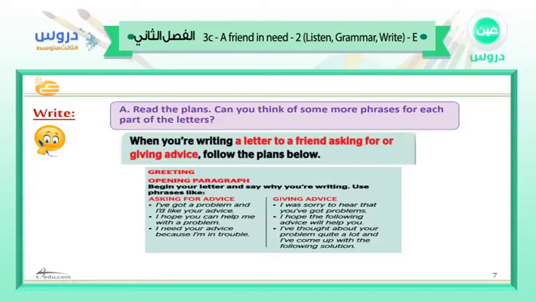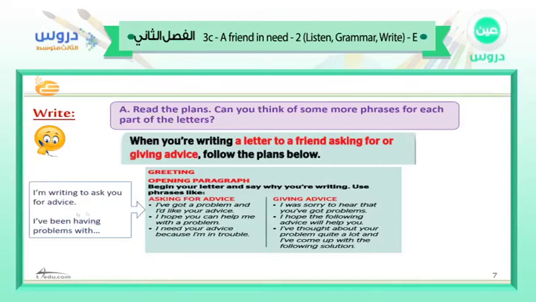Use phrases like, I've got a problem and I'd like your advice, or I hope you can help me with the problem. Then you state your problem. Or I need your advice because I'm in trouble. Then you tell what the problem is. This is for asking for advice. Very good. What are other phrases you can use? Excellent. I'm writing to ask you for advice, or I've been having problems with, and you state your problems.